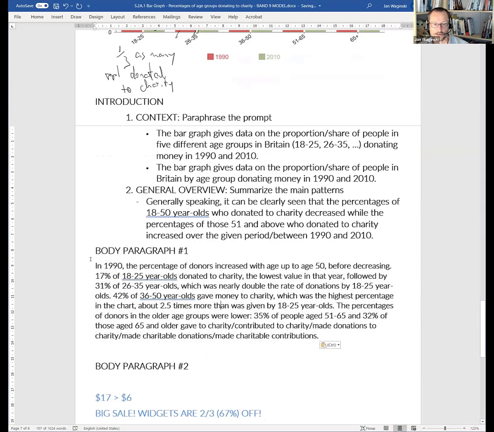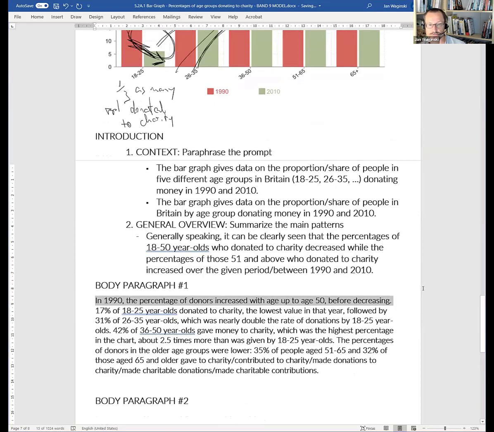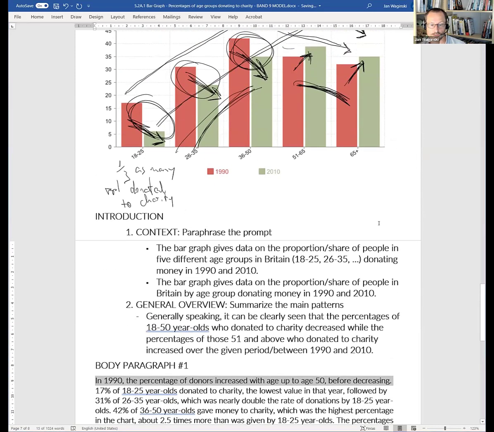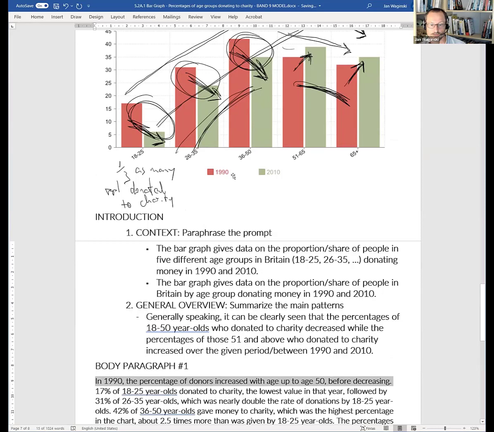Okay, good. In 1990, the percentage of donors increased with age up to age 50 before decreasing. Okay, that's a very good topic sentence. It's general, and it tells you what's happening here. And so the rest of the paragraph is going to be evidence for those changes.